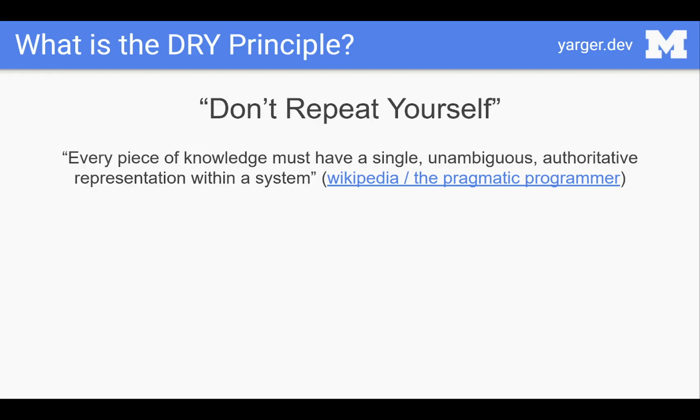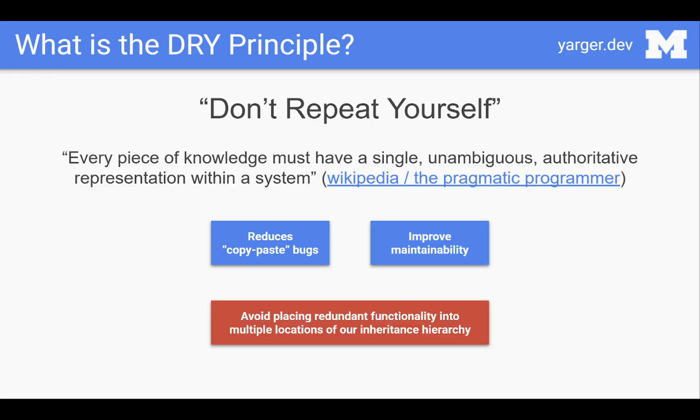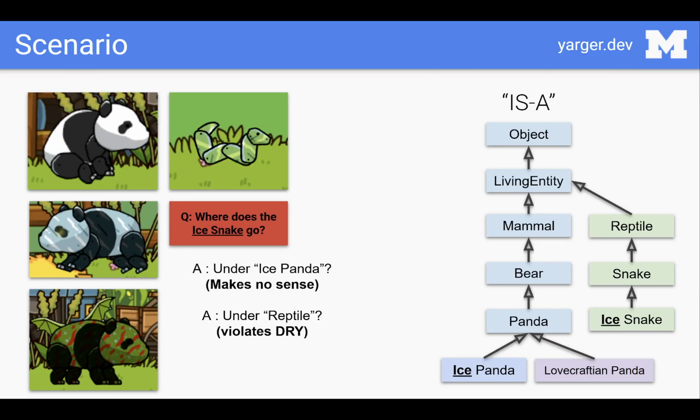In this case, we don't want you copying and pasting or duplicating functionality, okay? If you keep to DRY, then it will reduce your copy and paste bugs. It'll make it much easier to maintain your code, okay? This is what good architecture looks like. You avoid duplication. Okay, avoid placing redundant functionality into multiple locations of your inheritance hierarchy. So this is probably the best solution that we're going to be able to come up with, but it's not good, okay? It still stinks.